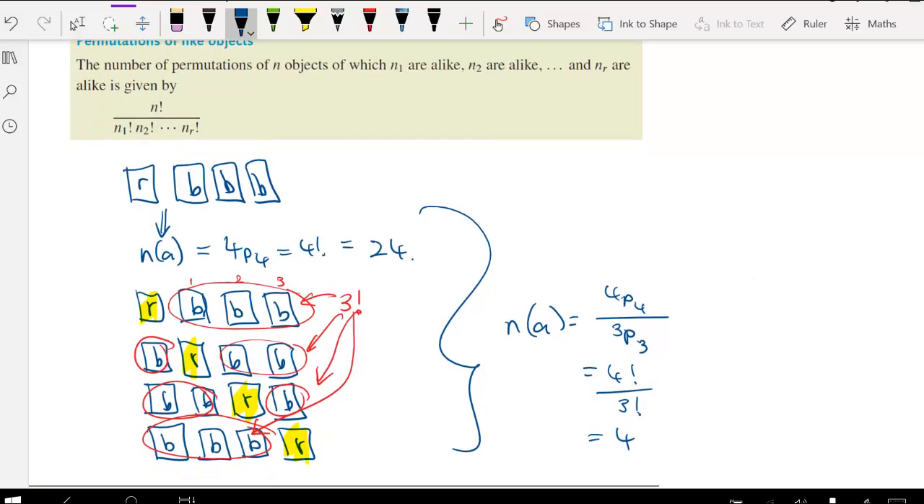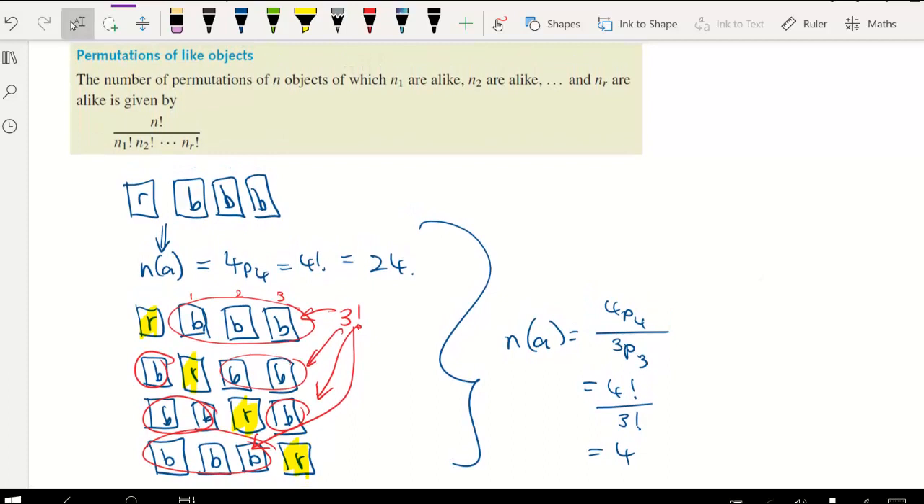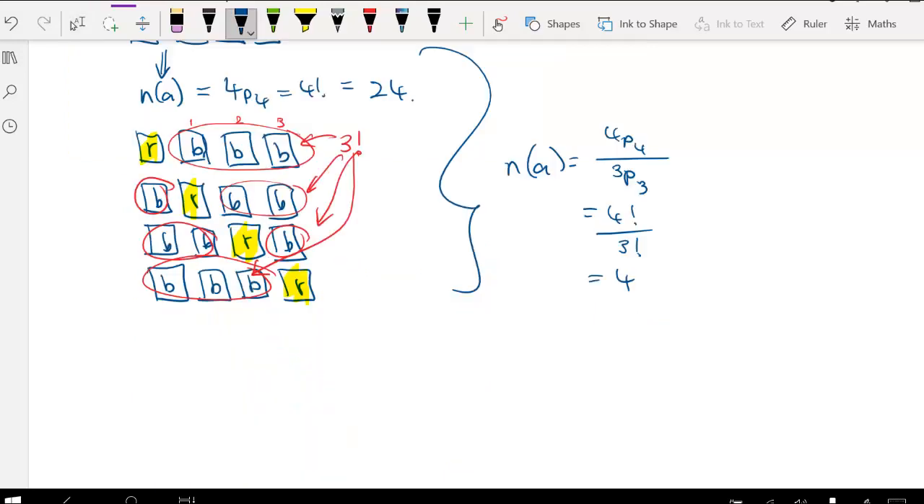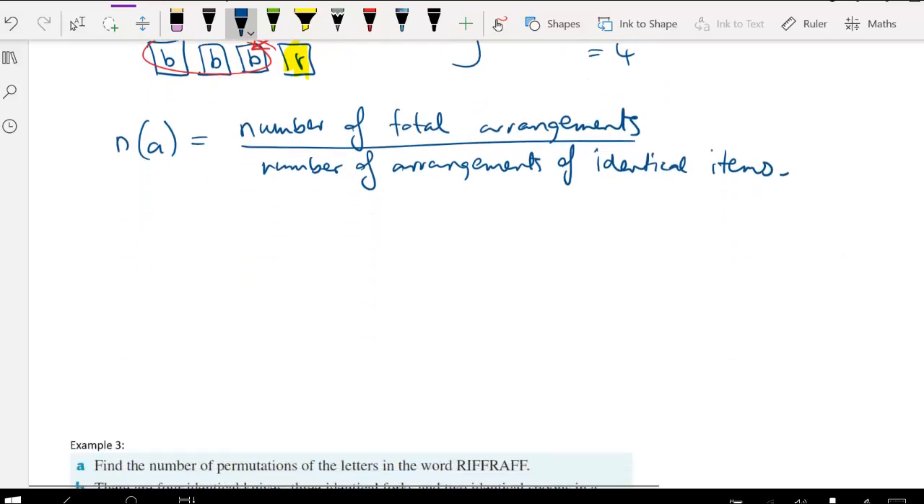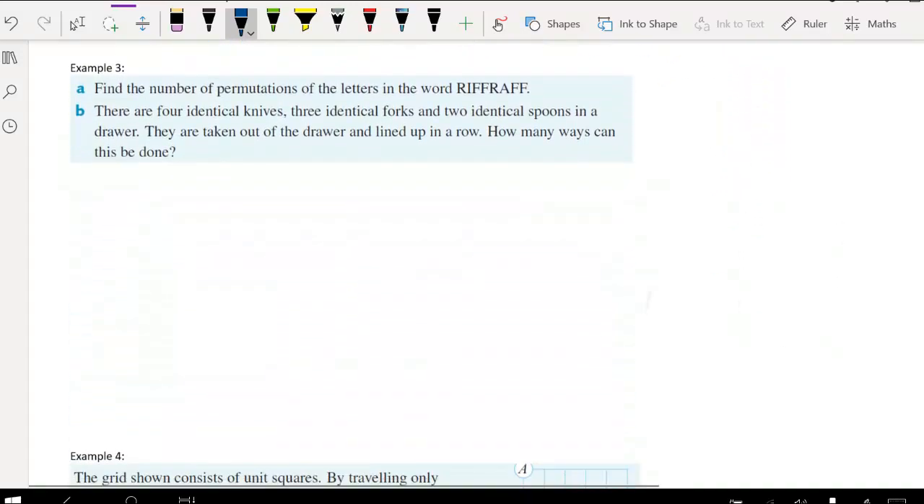Okay, so that's our general rule. For every identical item, we need to divide by the number of ways that we can rearrange them. So the number of arrangements is our number of total arrangements over the number of arrangements of identical items. Okay, so it's pretty straightforward. Let's look at an example.